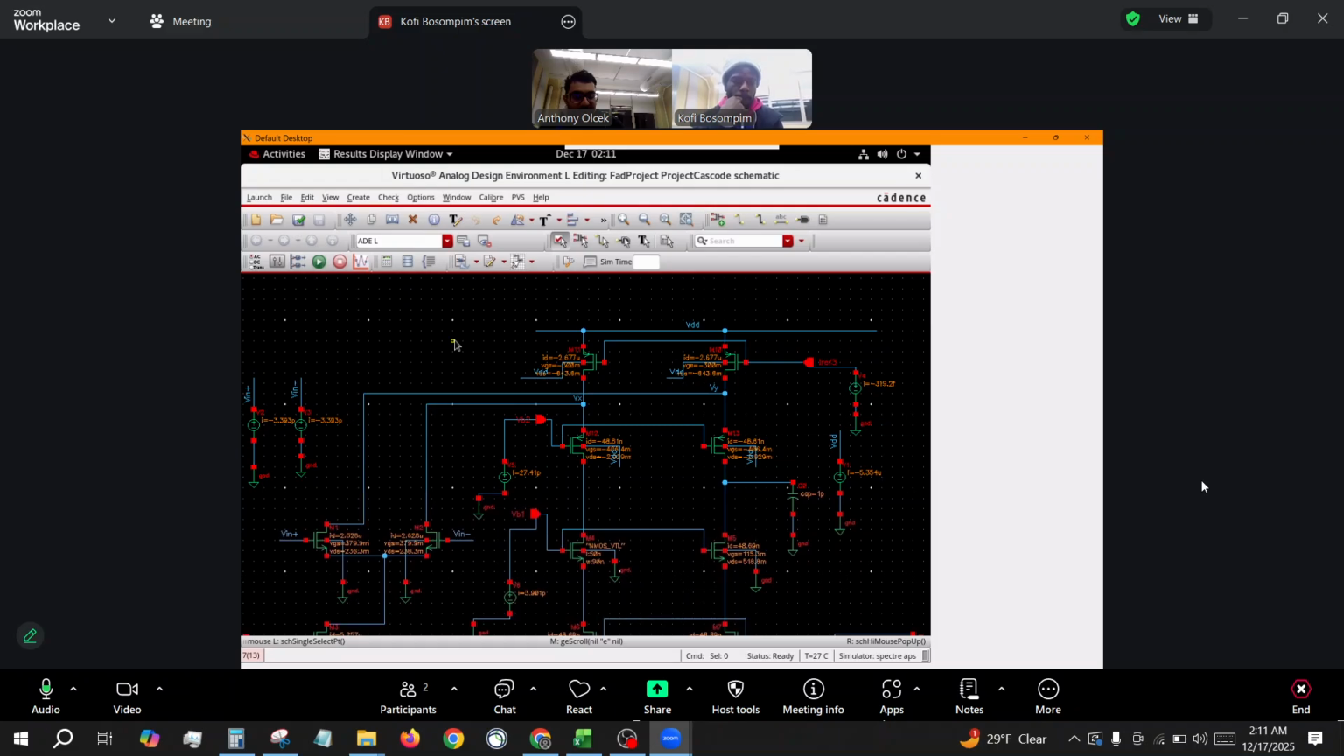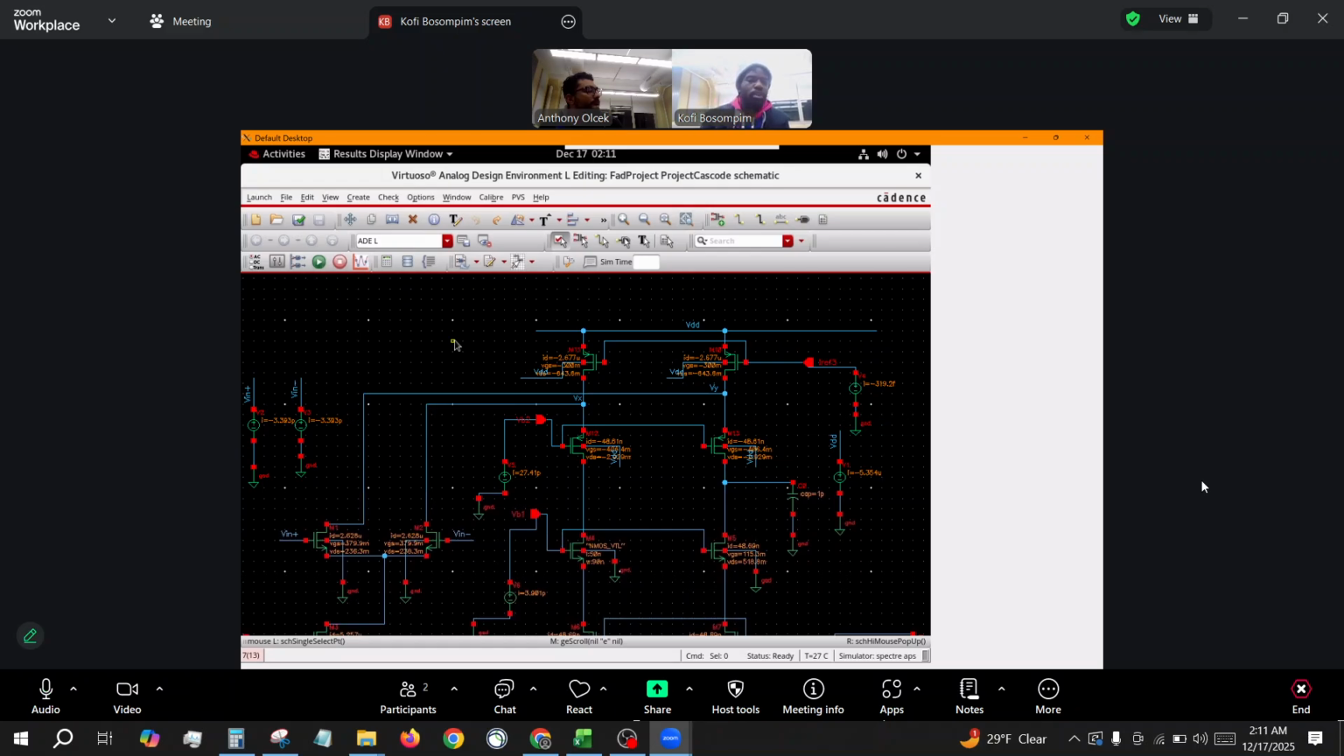Some main challenges were the DC convergence. We had some issues with wiring things properly from schematic to layout. What else? We're trying to get each individual device in saturation.